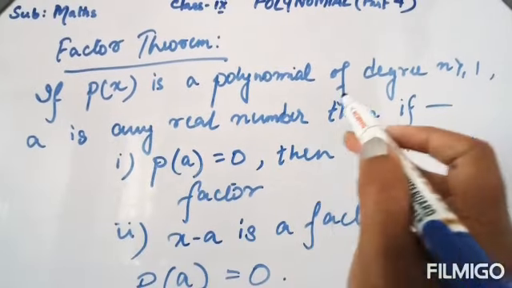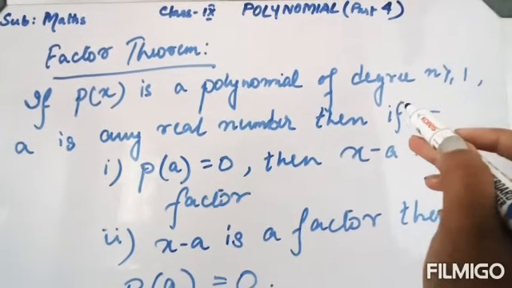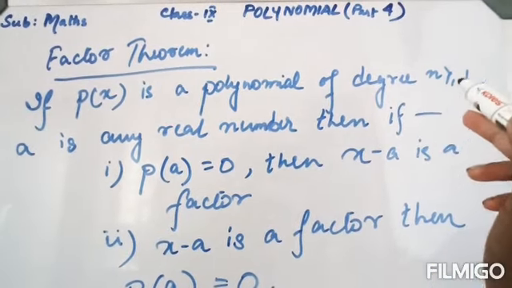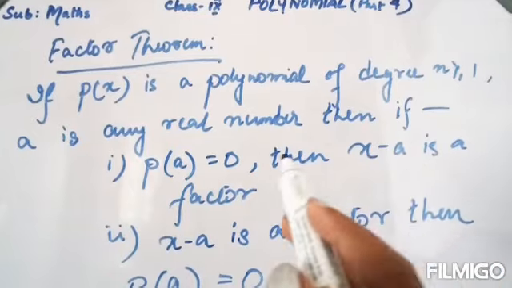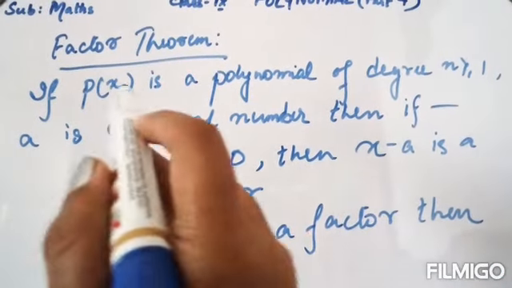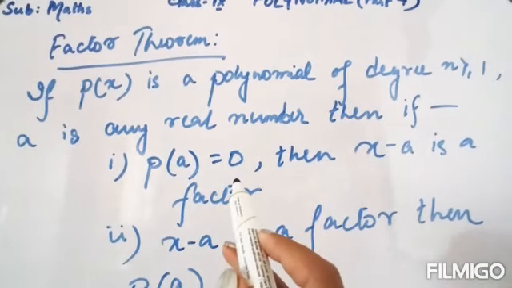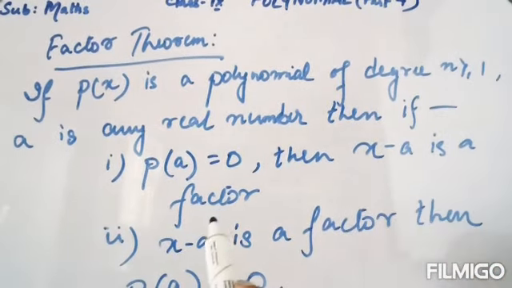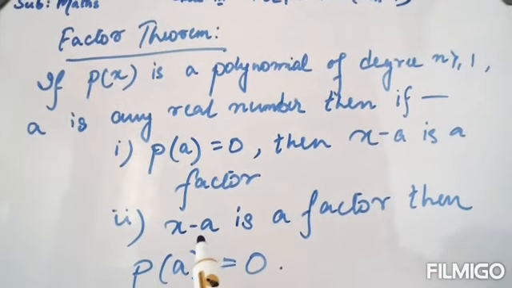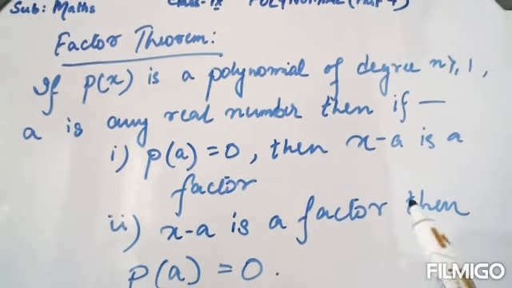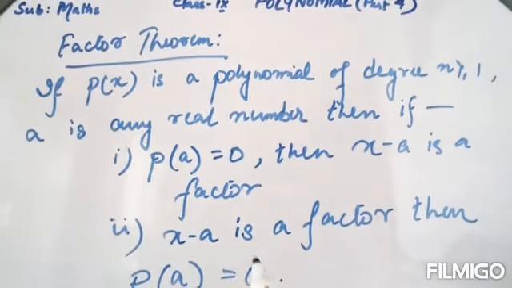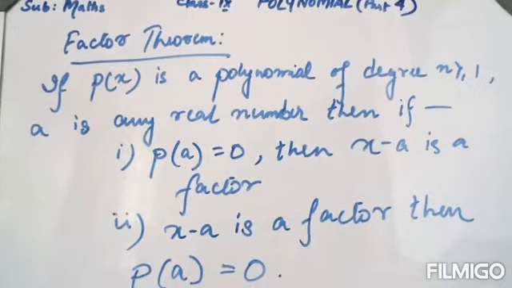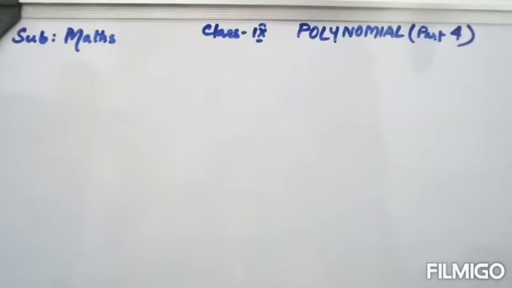So this is the factor theorem. If p(x) is a polynomial of degree n, where n is greater than or equal to 1, and a is a real number, then if p(a), that means substituting a in place of x, has the value 0, then x minus a is a factor. Or we can say in another way that x minus a is a factor only if, when we substitute a in place of x, we get the value of the polynomial p(x) as 0. Understood? So let's try to solve some problems.